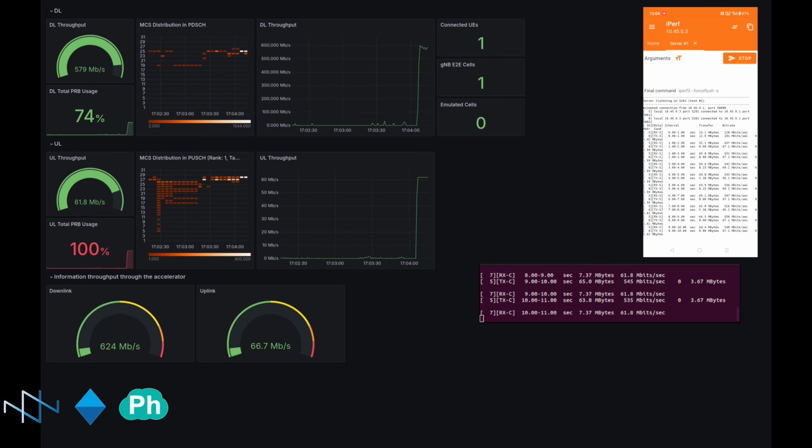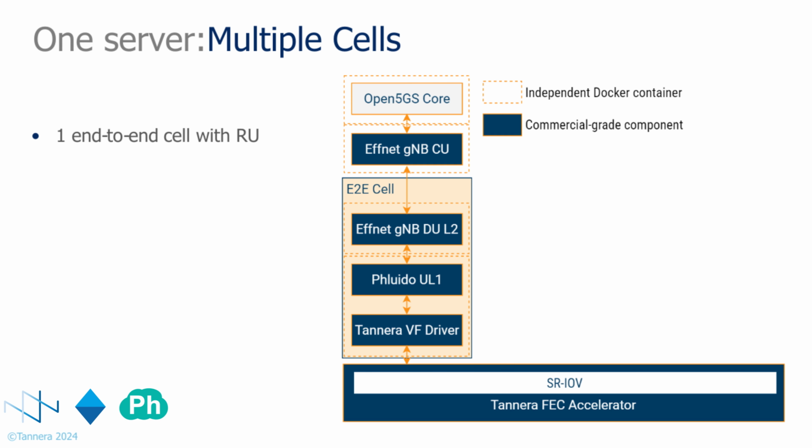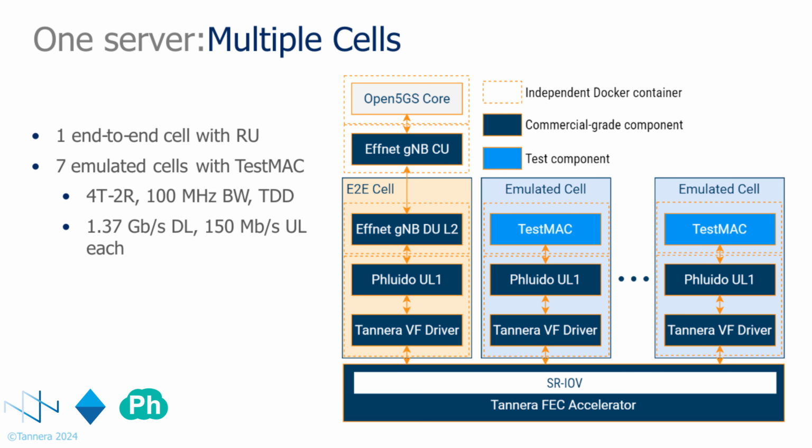Now, both downlink and uplink throughput are much higher since the spectrum is better populated. With acceleration, a single server can run many cells in parallel. To demonstrate the capability for multi-cell deployments without the need for numerous radio units, we run one end-to-end cell connected to the network core in parallel with another 7 emulated cells.